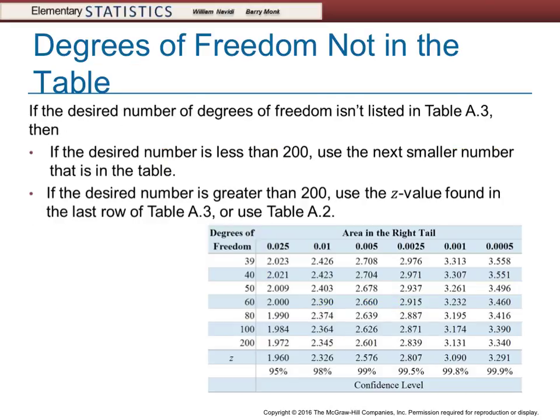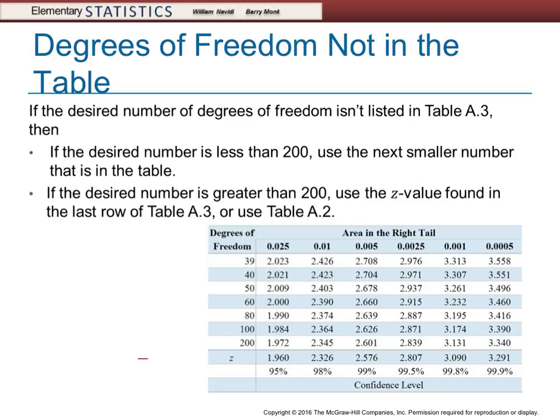The table is not always the best to use in many cases, so we have to make the best of it. Sometimes we have to round. If the desired number of degrees of freedom isn't listed in table A3, then if the desired number is less than 200, we use the next smaller number in that table. If the desired number is greater than 200, we use the z-value found in the last row of A3, or use just table A2.